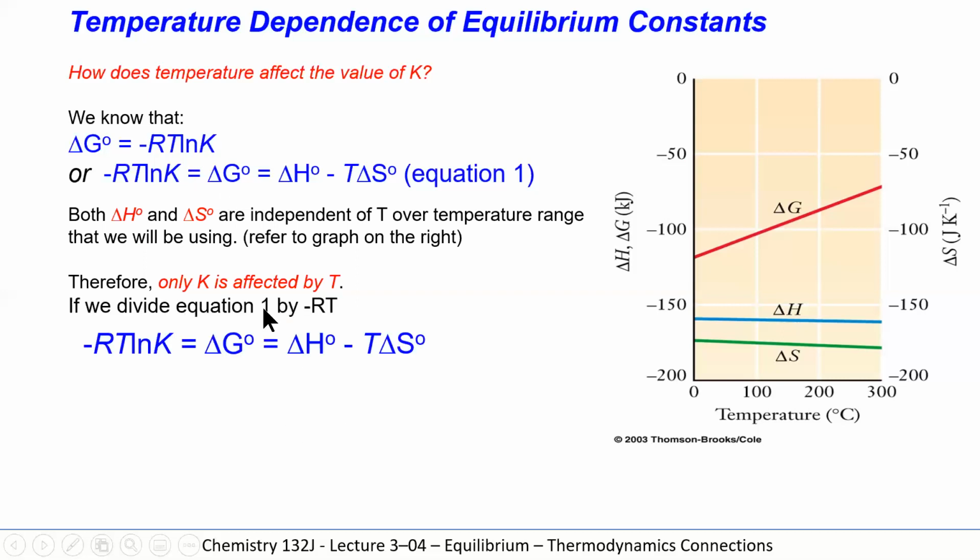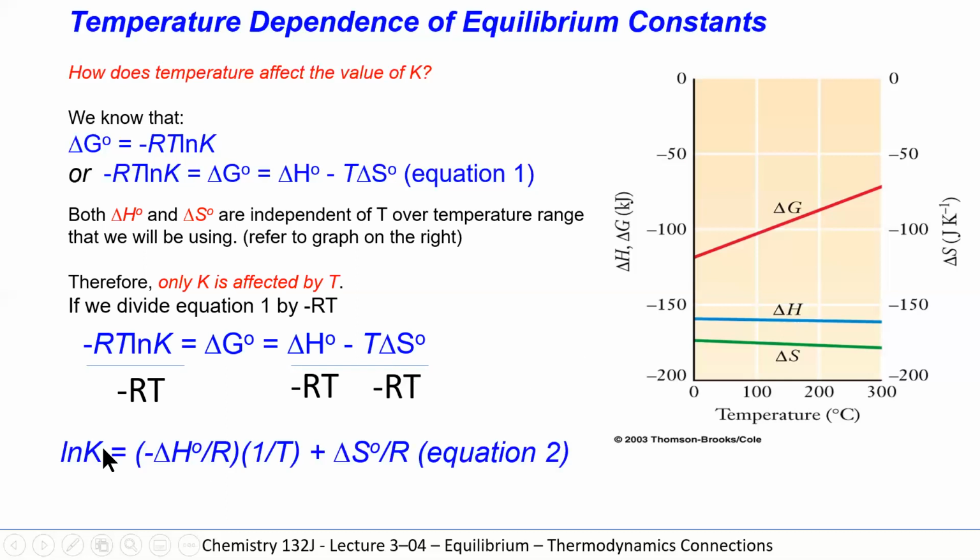So if we now take equation 1 and divide both sides by minus RT and do some canceling, minus RT cancels here, temperatures cancel here, we end up with a pretty useful equation that says the natural logarithm of the equilibrium constant K equals delta H0 divided by R times 1 over T plus delta S over R. And that second equation can be used.